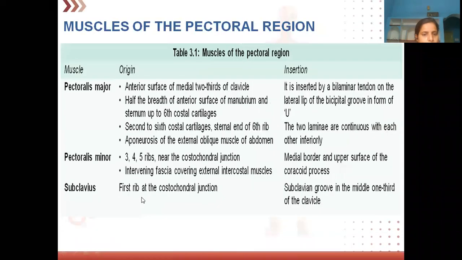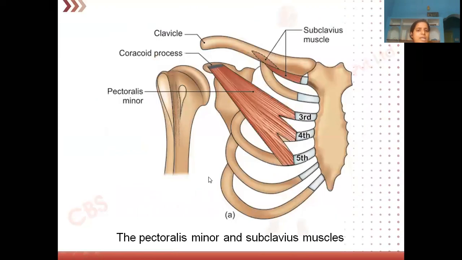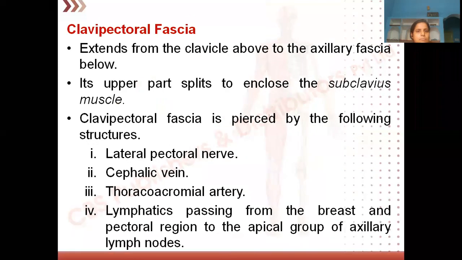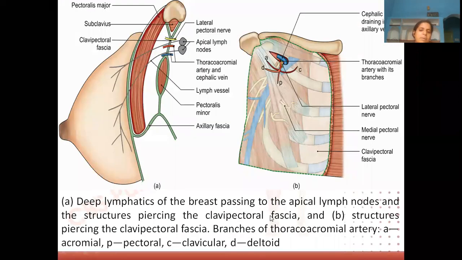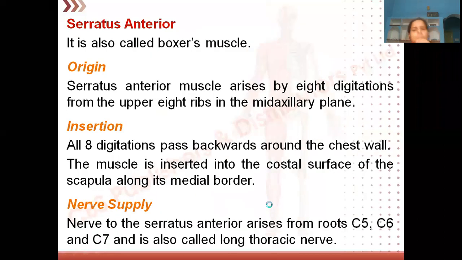Okay. So origin: first rib at costochondral junction; insertion is the subclavian groove in the middle one-third of the clavicle. Subclavius is supplied by nerve to subclavius, which comes from the upper trunk of the brachial plexus. It steadies, that means it gives stability to the clavicle when we are doing shoulder joint movements. Okay. So these are the muscles which you should remember in the pectoral region. Clavipectoral fascia and all I will discuss tomorrow. Or I will tell you now itself.